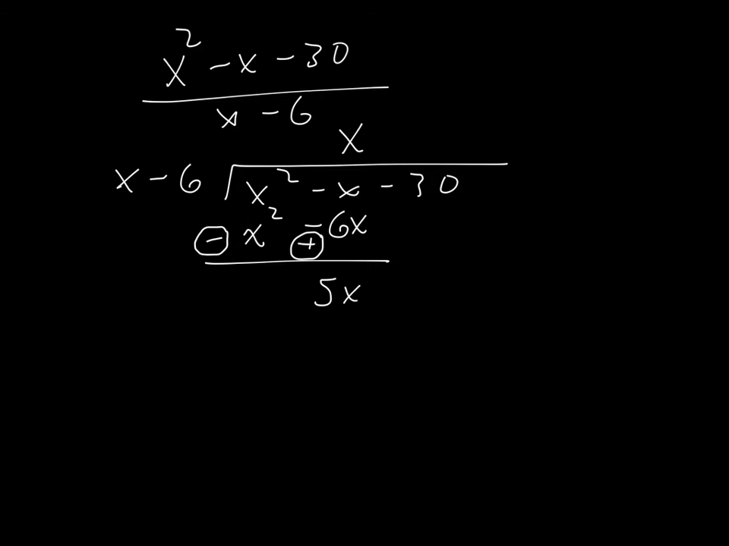And what do we do next when we're doing regular old number division? We bring down the next thing. So now we're going to put down minus 30, and then we start all over. Now we're looking at this and this, and we're asking ourselves, what can we put up here times this to equal that? There it is. Positive 5 times x is 5x. 5 times negative 6 is negative 30.